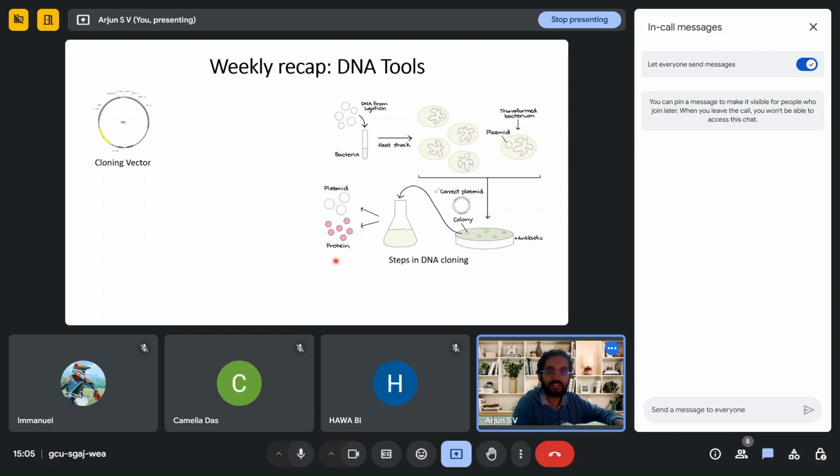And after that, we went on to discuss DNA tools, where we initially discussed plasmids and cloning vectors, and we discussed one such example, pBR322, which had a couple of antibiotic resistance genes, and a couple of other genes which help in the selection process. And we also saw a brief introduction to the steps of DNA cloning, which were mainly differentiated into three different steps.